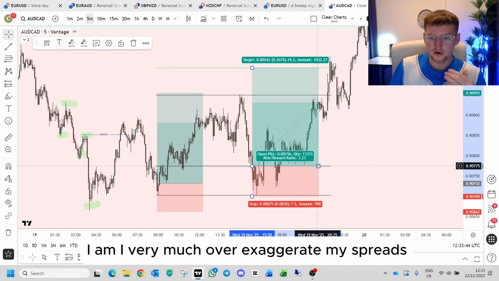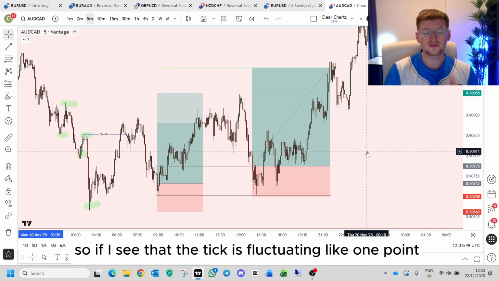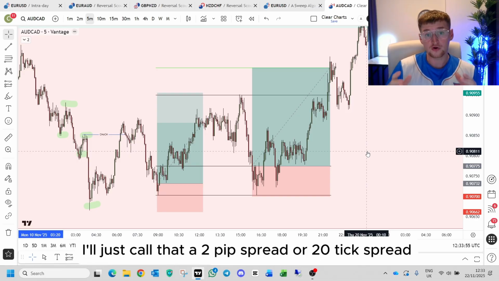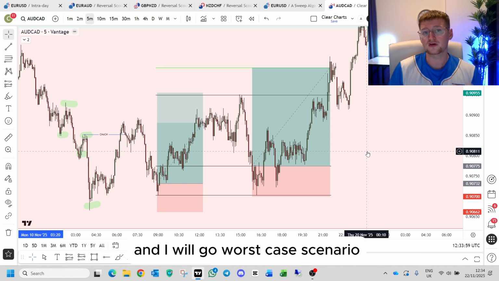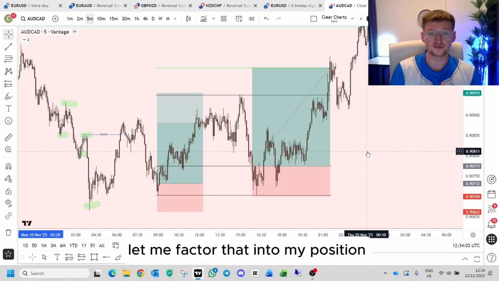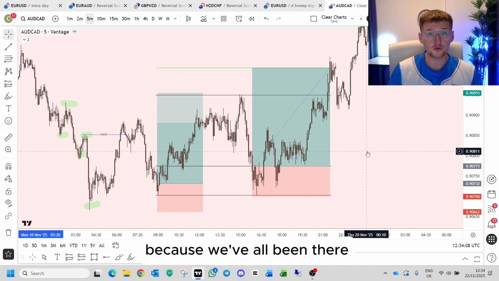I very much over exaggerate my spreads when I apply them on my broker. So if I see that the tick is fluctuating like 13 ticks or 15 ticks, I'll just call that a 2 pip spread or 20 tick spread. I will go worst case scenario, factor that into my lot size and my position. So I will over exaggerate my spreads because we've all been there.